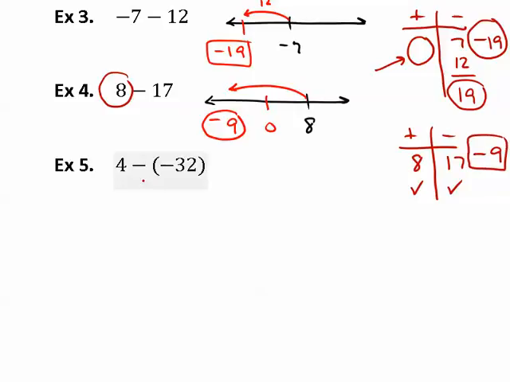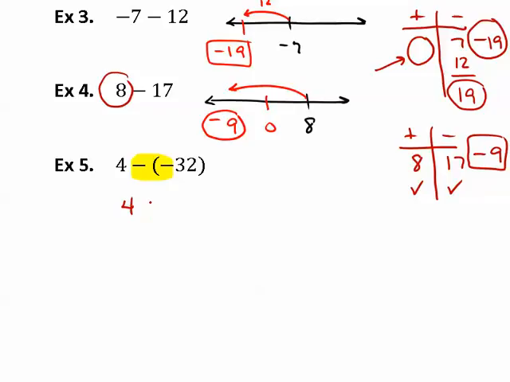Now number 5 is a little different. We're subtracting a negative, and I call these double signs. Technically, the first one that we see here, this minus, is a subtraction operator, and the second one, the one in front of the 32, is a negative.